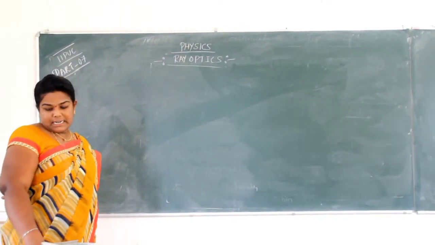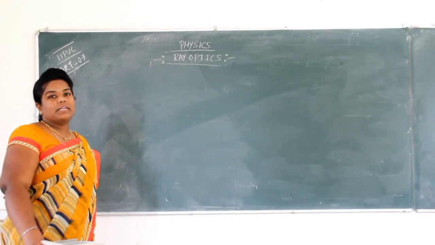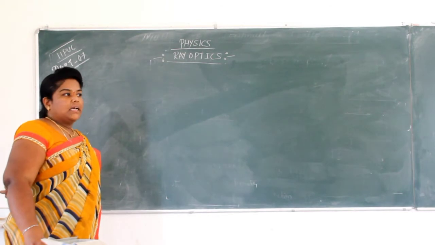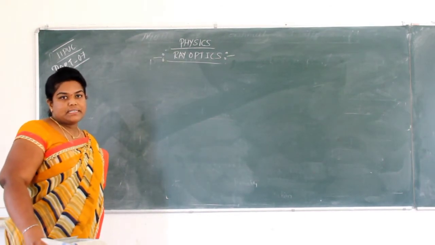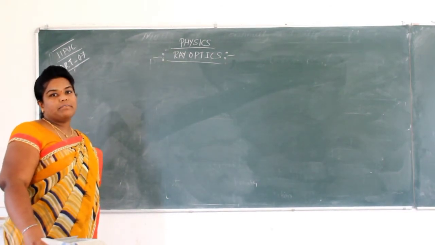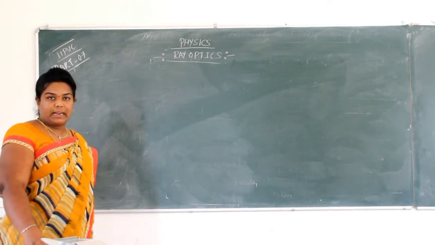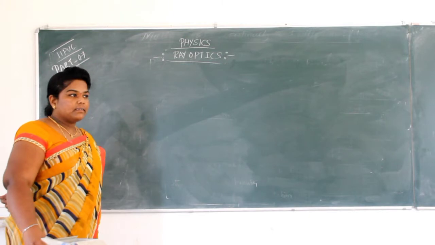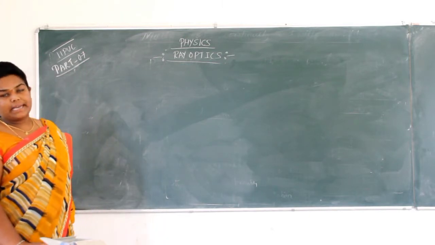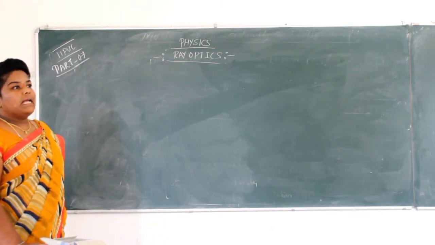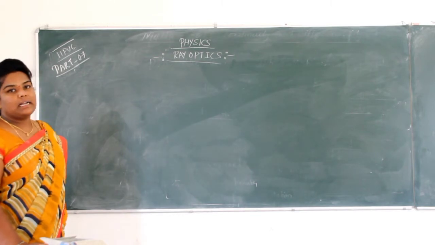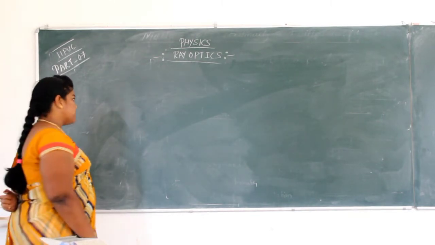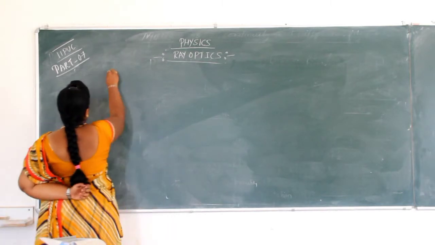So in the previous class, I was discussing the power of a lens. I just defined that the power is the ability of a lens to converge or to diverge the incident beam of light. Then I even said that the SI unit for power is the diopter. And we also discussed that the power of a lens can be defined with the help of a tangent. So I will define that one.